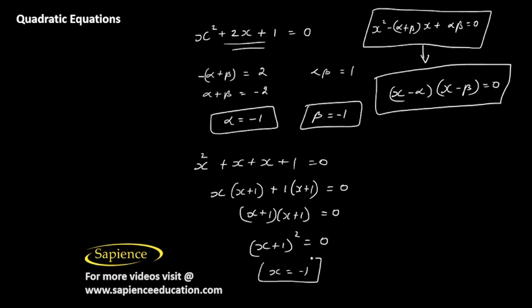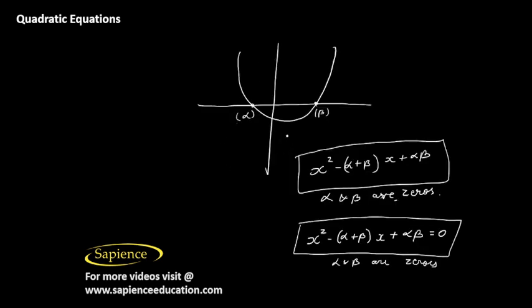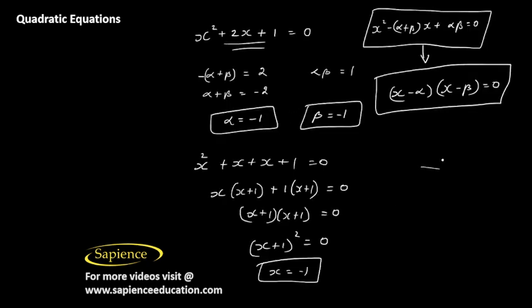to minus 1. A quadratic equation must always have two zeros because the graph of the equation passes through the x-axis twice. But sometimes both of those values can be equal. For example, this line will probably look like this. It will just touch the x-axis at one point, and such kind of equations are said to have equal roots.